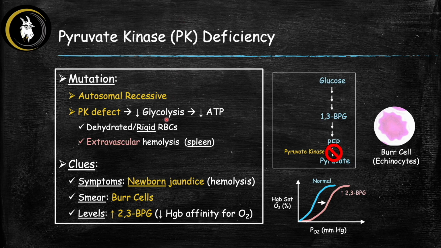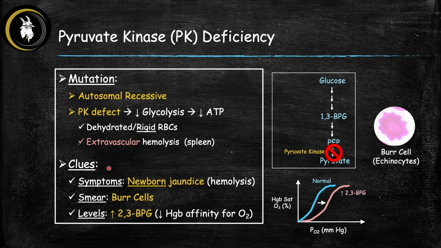So now our enzyme is defective, we can't make ATP in our red blood cells, and without the energy from ATP, the ion pumps that are in the cell membrane will no longer function. So this is going to cause the ion and fluid balance in the cells to become significantly abnormal, and as a consequence, the red blood cells are going to become dehydrated, which is going to make them very rigid. And as you would expect, rigid red blood cells do not survive the tight spaces of the reticuloendothelial system. So as they circulate through the spleen, they're going to get hemolyzed. So the final outcome of pyruvate kinase deficiency is going to be extravascular hemolysis in the spleen.